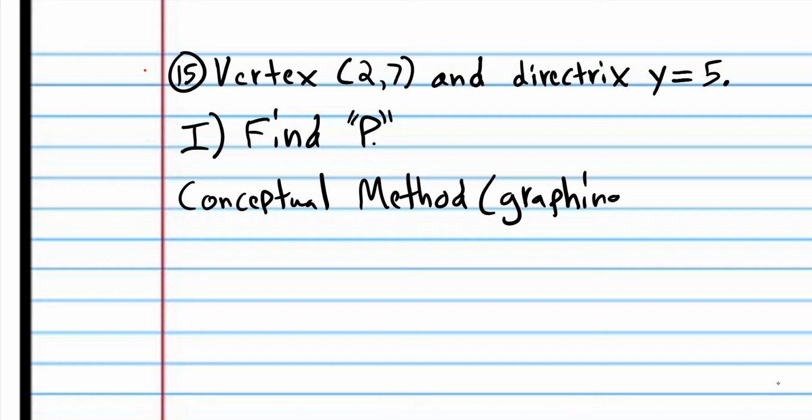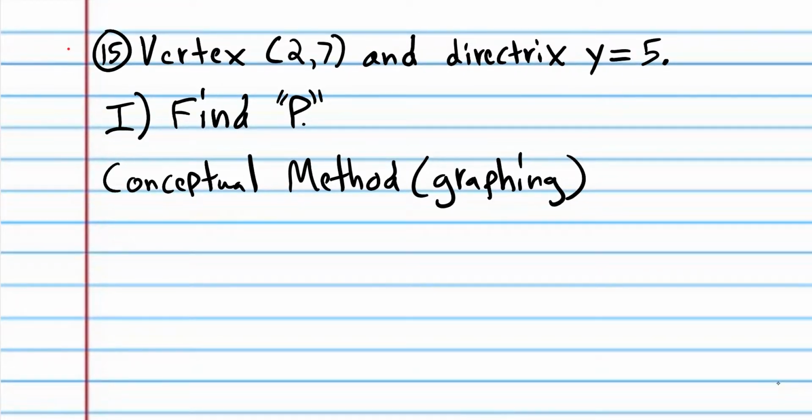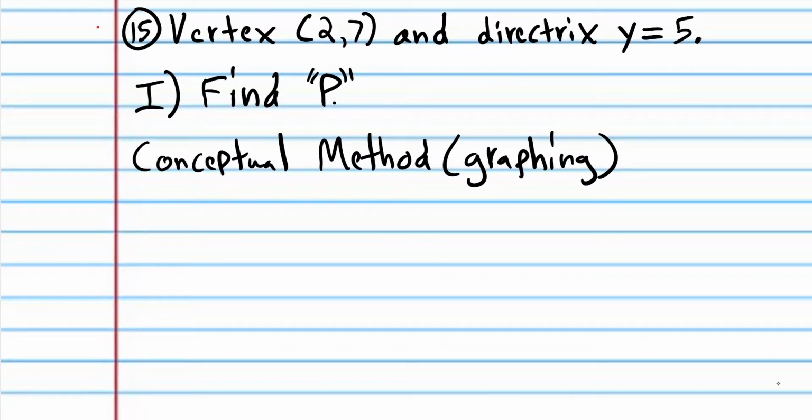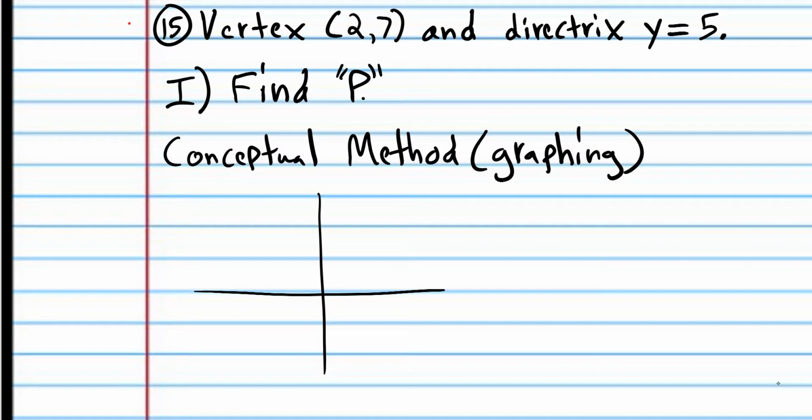If you understand the relationship between the directrix and the vertex and what P means in relation to those numbers, you can really do this in your head. You don't have to really show any of this, but to give you an idea what's going on here, I'm going to draw the graph, and the vertex we know is 2, 7. That would be maybe about here. And the directrix is y equals 5, which I'll say maybe is about here. This is just a rough graph. It doesn't need to be perfect.